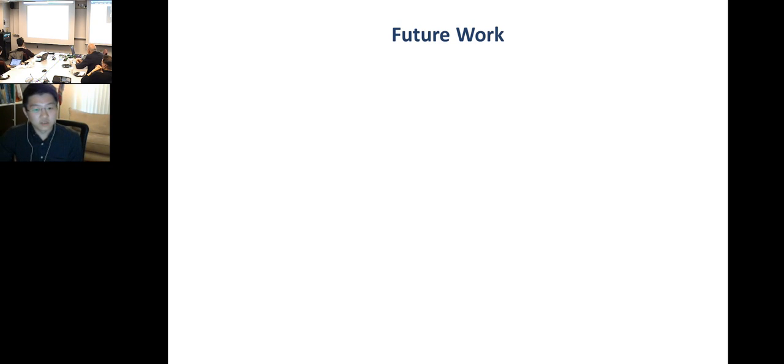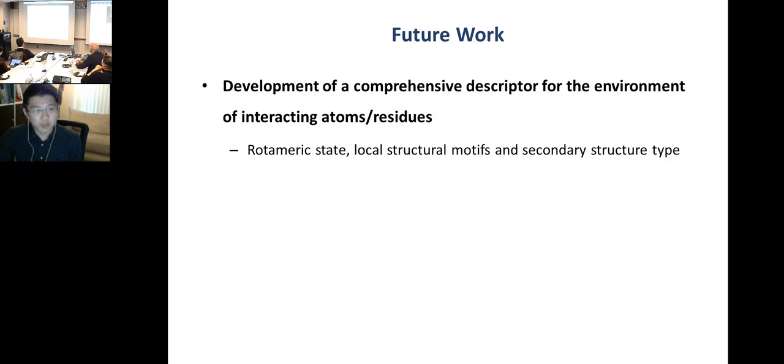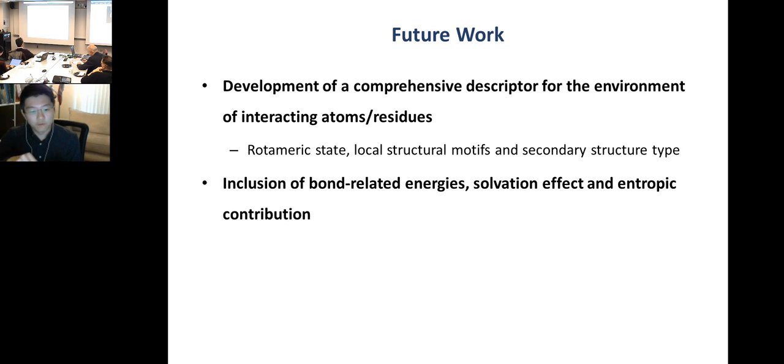There can be several extensions to the current research as follows. First of all, in addition to the rotamer state, it would be attractive to develop a comprehensive descriptor for the environment of the interacting atoms or residues. And also, in this research we only focus on the non-bonded interactions, but including the bonded-related energies, such as the torsion energy between connected atoms, and the effects of solvation and entropy contribution may improve the performance of ROTAS. So this can be another extension to ROTAS.